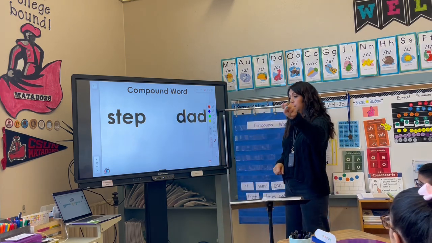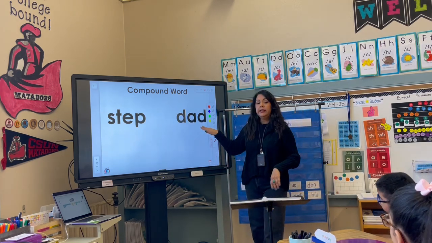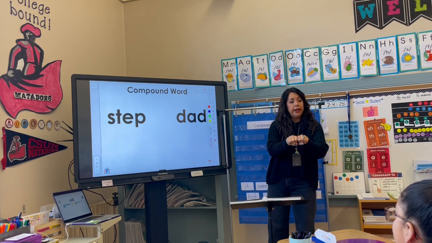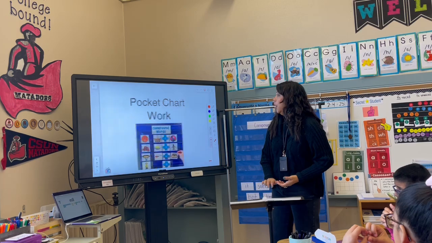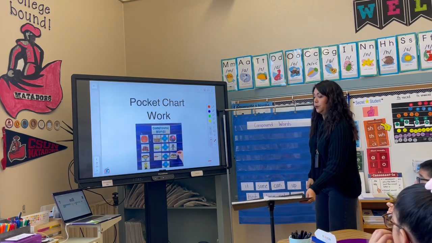Step. That's your first word. Look at this one. How would I read this one? Dad. Join it together, and what's the word? Stepdad. Excellent job. Okay, now we're gonna do some pocket chart work.